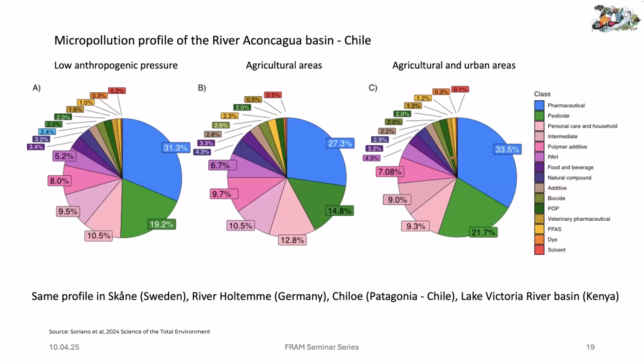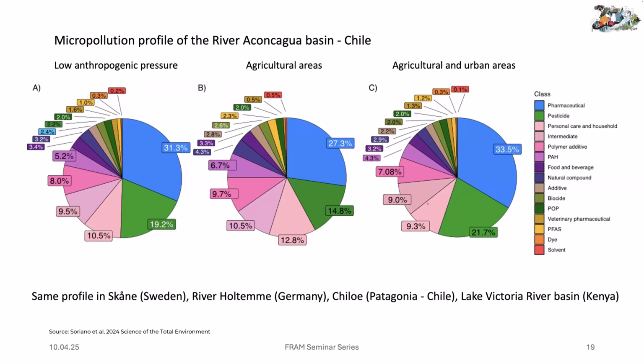When we talk about micropollution, so basically who are they? You can see here, hopefully on the right side, a very long list of different micropollutant classes. You can see in blue pharmaceuticals, in green the pesticides, and then personal care products. So we always have the capability to characterize them. And this is a good example of how the River Aconcagua basin in central Chile looks like. We have three pie charts where we were able to characterize areas with low anthropogenic pressure, agriculture pressure, and agriculture combined with urban pressure.